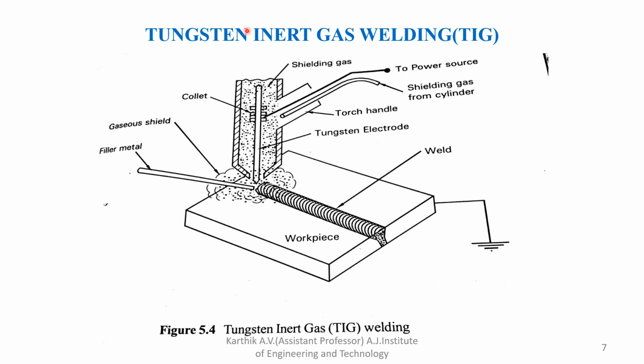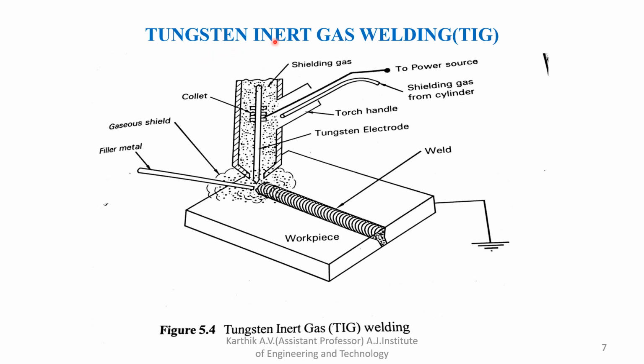Next we'll see tungsten inert gas welding. Here you can see the filler material. Along with that we are supplying extra gases. This is called the electrode, and this is called the filler material.